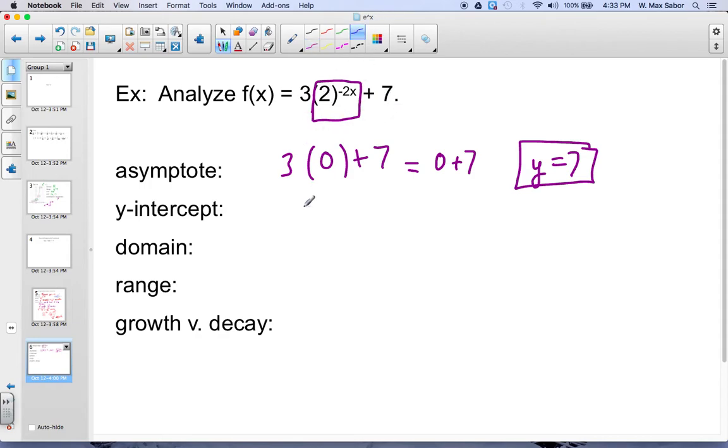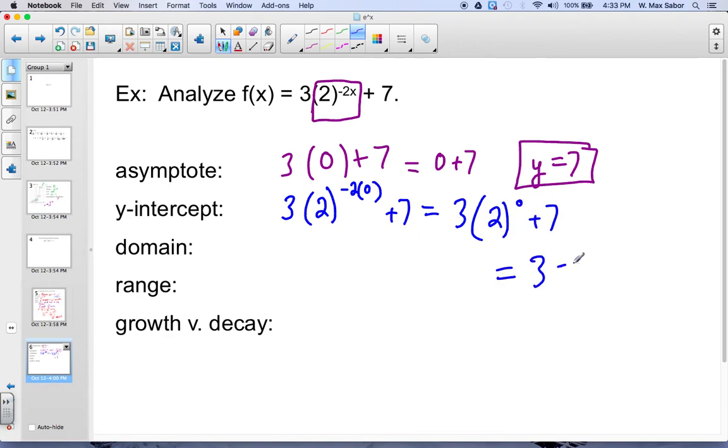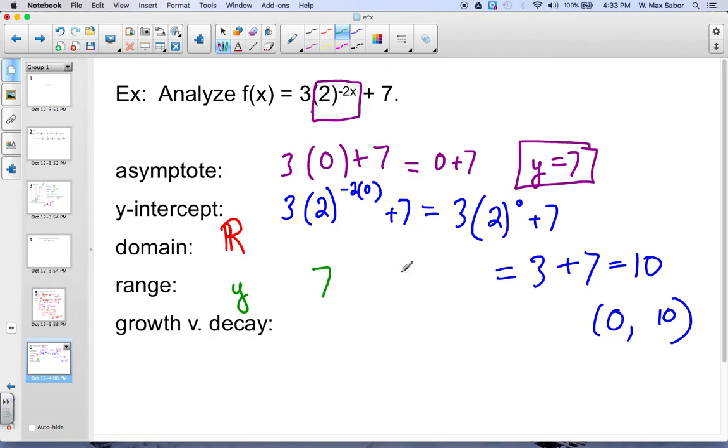The y-intercept: we plug in 0 for x, so 3 times 2 to the negative 2 times 0. This is 3 times 2 to the 0 plus 7, or 3 plus 7, so 10 is our y-intercept. So (0, 10) is our y-intercept. The domain, all real numbers. The range might not be obvious. It's either going to be y is greater than 7 or y is less than 7.